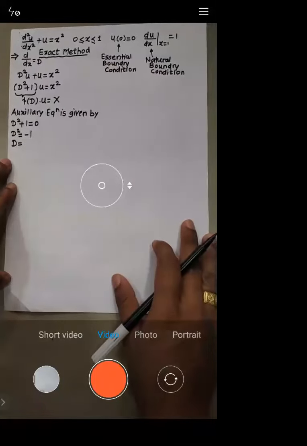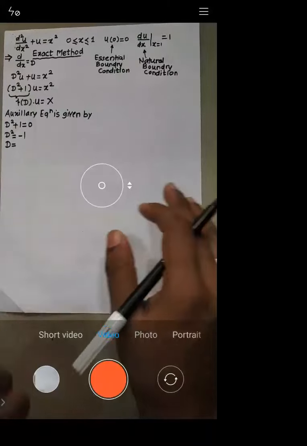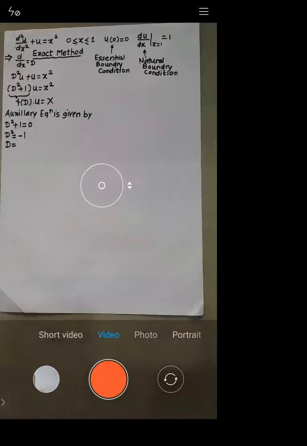Okay, you know about this. What is D? Tell me. D square is equal to minus 1. Then what is D? D is plus minus i.